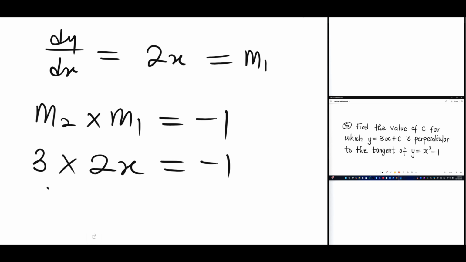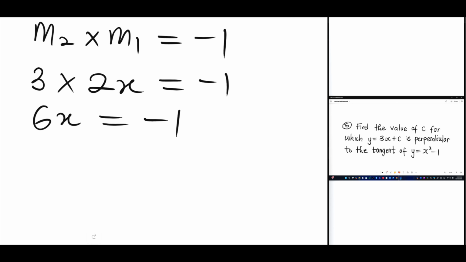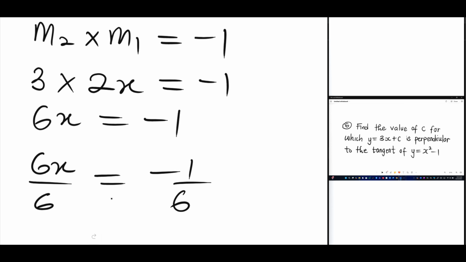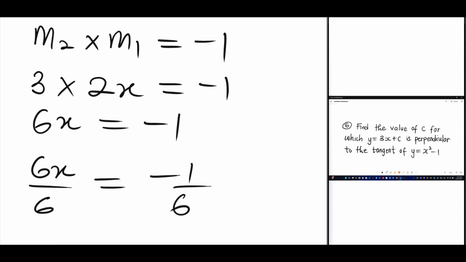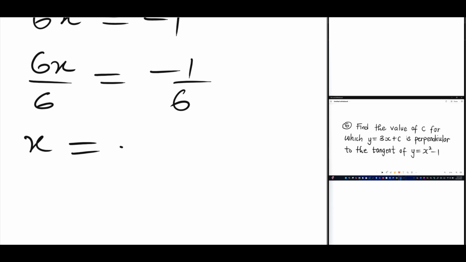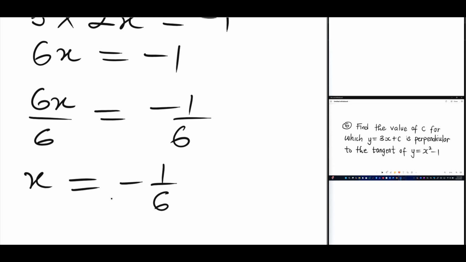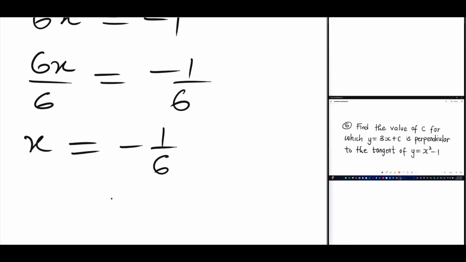So we get 6x is equal to -1. We divide through by the coefficient of x. That will give us -1 divided by 6, and 6x also divided by 6. So x is equal to -1 divided by 6. All right. So this is the value of x at the point where, when we multiply the two gradients, we get a value of -1.